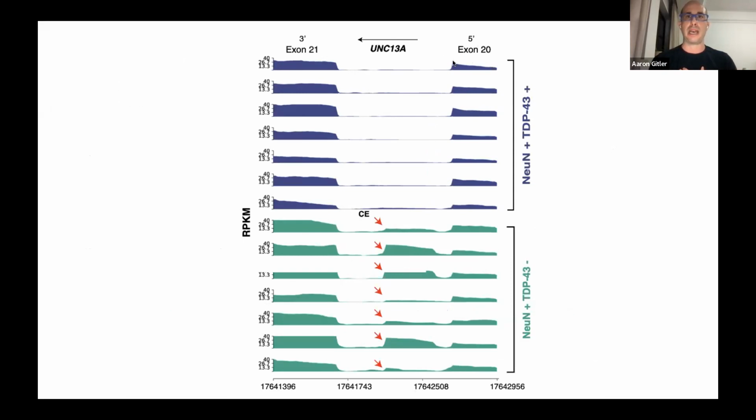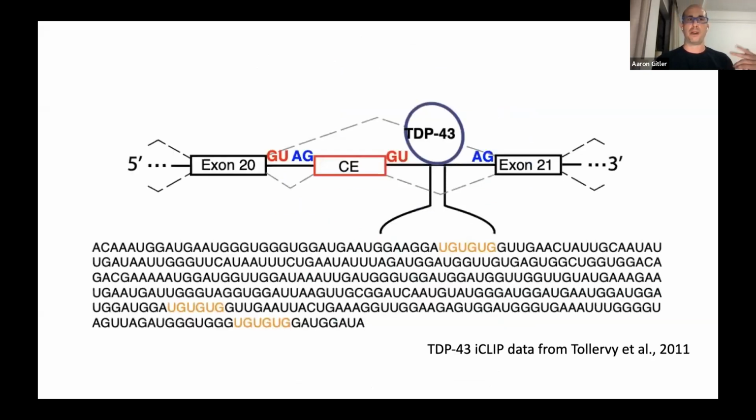Here is UNC13A. This is exon 20, exon 21. These are RNA-seq reads. So you see no RNA-seq reads, of course, in the intron, but in the nuclei lacking TDP-43, she sees RNA-seq reads, and she calls these CE for cryptic exon. She then went back to another data set she found. This is the supplemental data from one of the CLIP-seq papers, and she found indeed there are CLIP-seq peaks right in the intron, right next to the cryptic exon, suggesting that TDP-43 can bind here and repress that cryptic exon event. This is a hypothesis. She needs to do experiments to test that hypothesis.